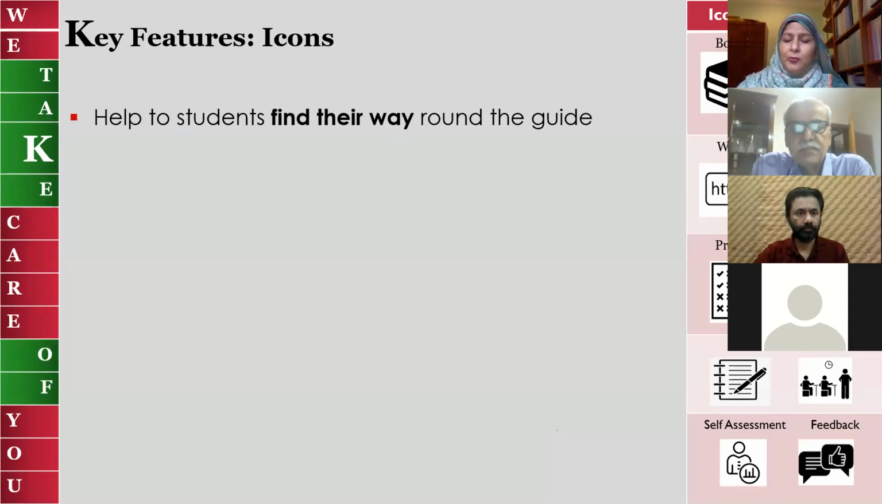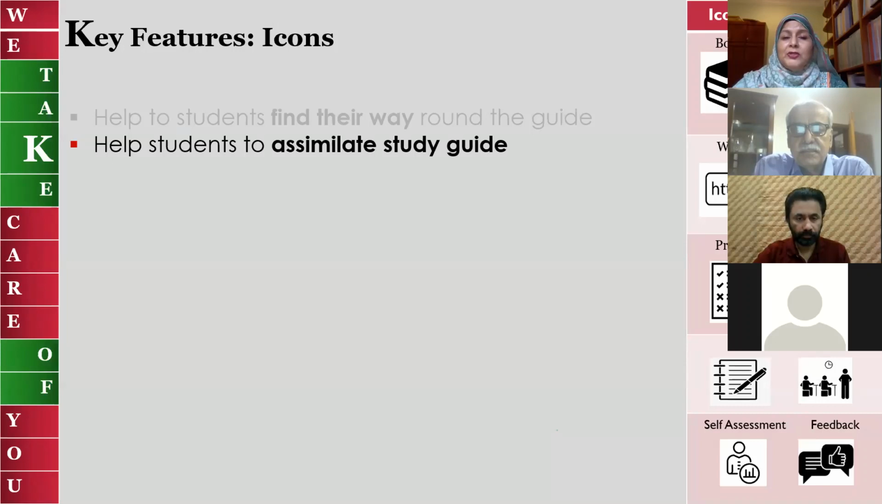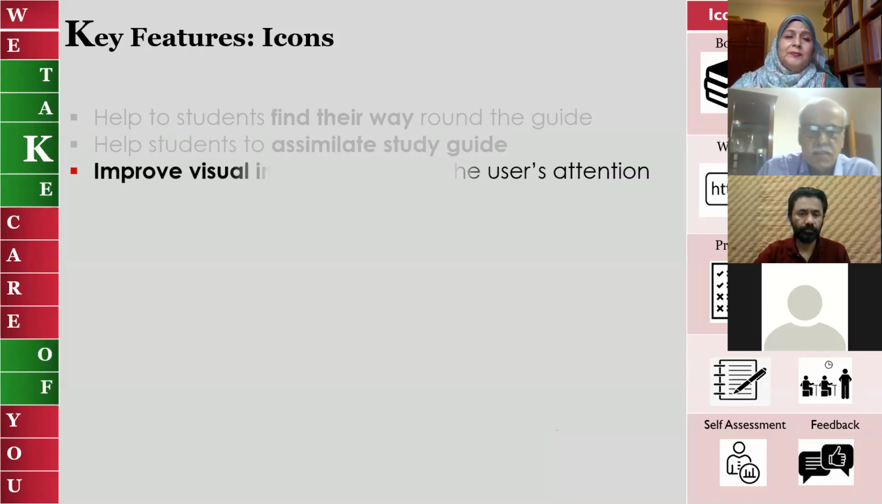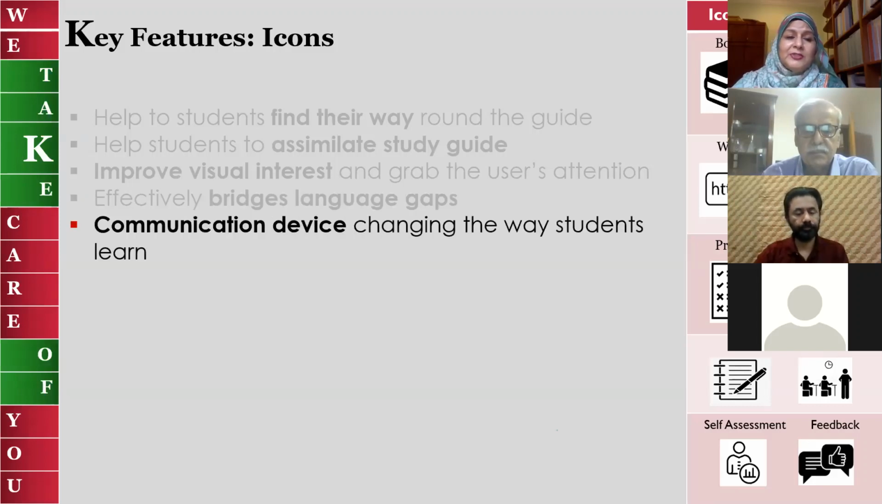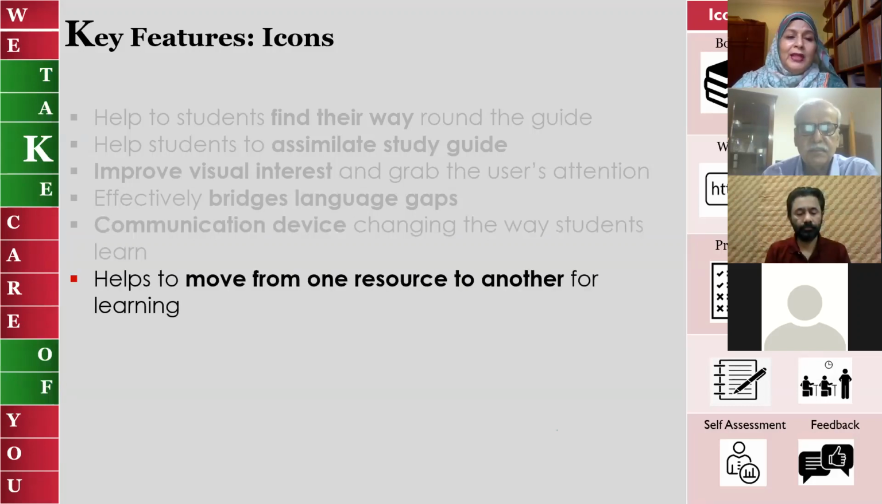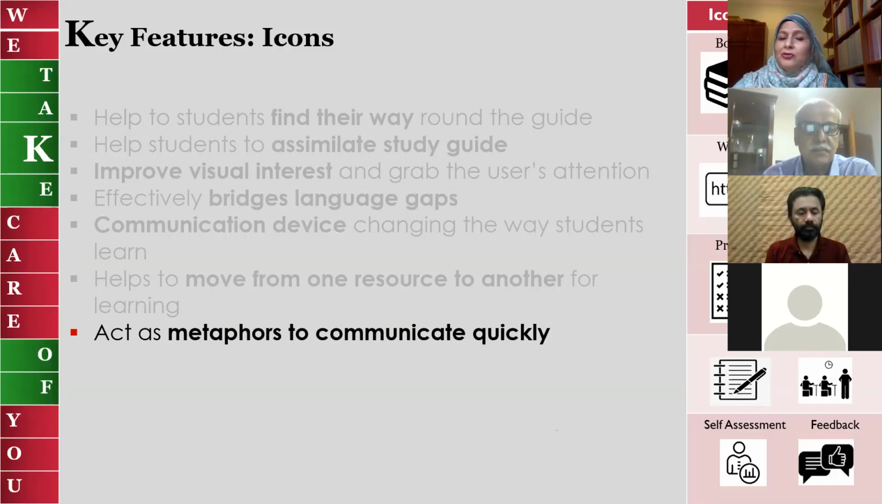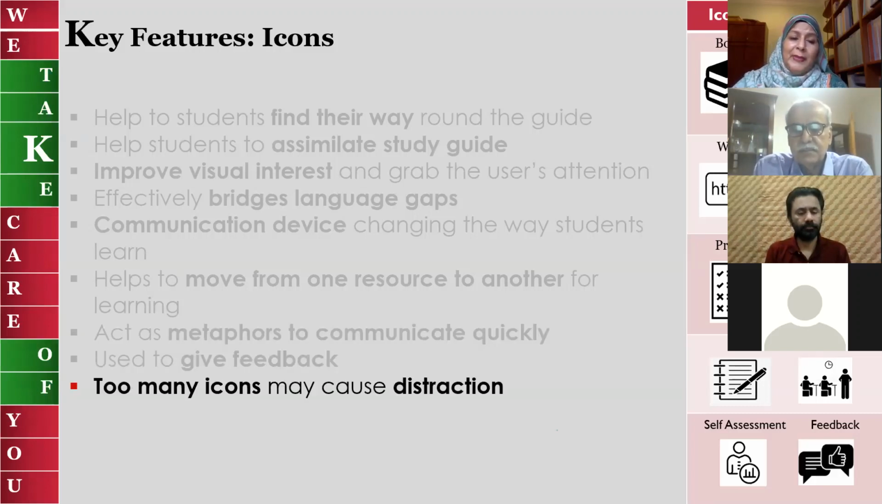Icons help the student to find their way, help the student to assimilate the study guide, improve the visual interest, bridge the language gaps, and are communication devices which tell you what they are going to do now. They help to move from one resource to another for learning, and act as a metaphor to communicate quickly. So these are some advantages of using icons, but too many icons may cause distractions. So do not use an icon for each and every word.